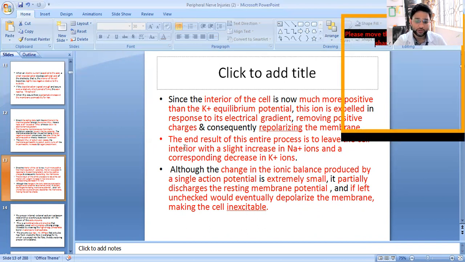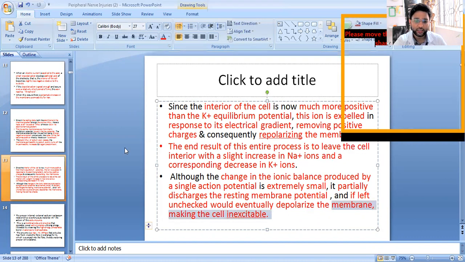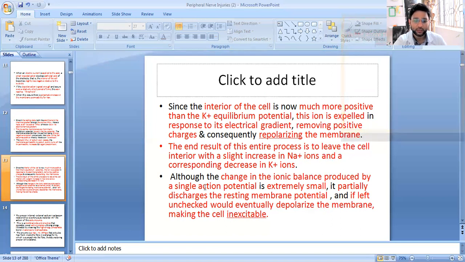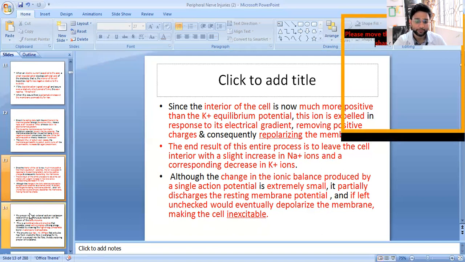The end result of this entire process is to leave the cell interior with a slight increase in sodium ions and a corresponding decrease in the potassium ions. Although the change in the ionic balance produced by a single action potential is extremely small, it partially discharges the resting membrane potential, and if left unchecked would eventually depolarize the membrane, making the cell inexcitable.